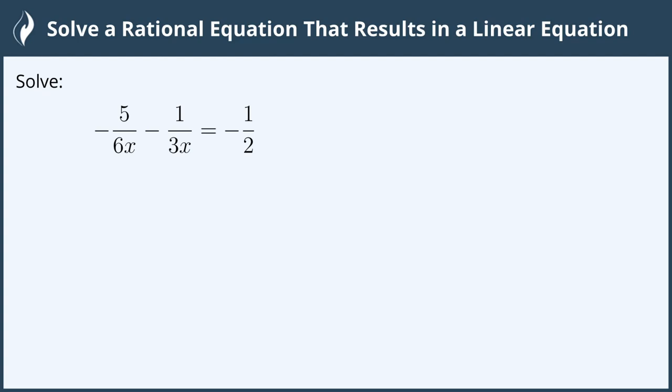Hi everyone! In this video, we will solve a rational equation that results in a linear equation. Solve negative 5 divided by 6x minus 1 divided by 3x equals negative 1/2.